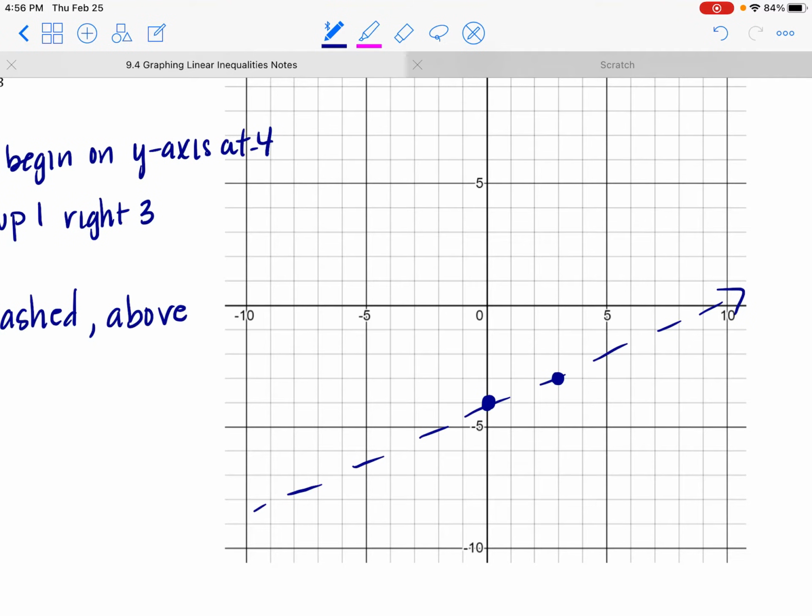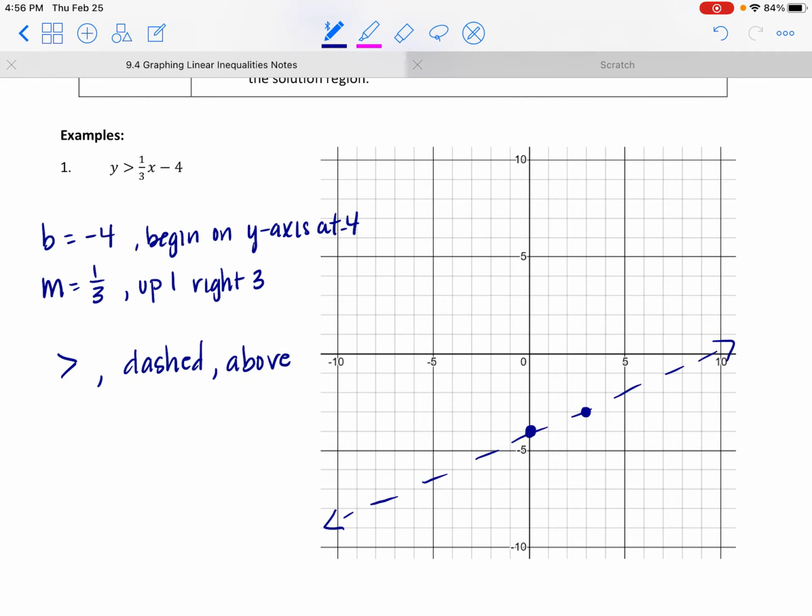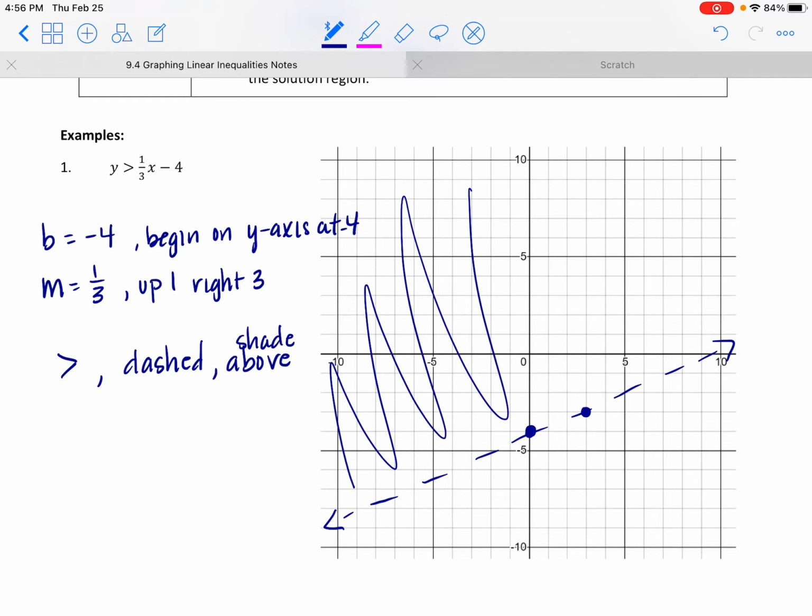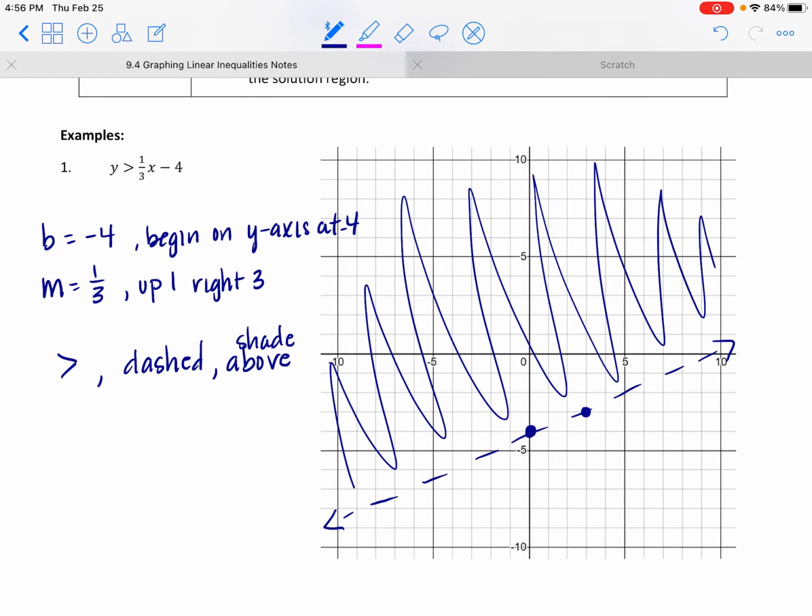And so right now I haven't captured any solutions, because those points on the line are not solutions to this inequality. The solutions are all the points that are above that line. Dashed line, shade above. And so everything up here is in my solution region. So the only way to capture all the solutions to a linear inequality is to graph and then shade the solution region.